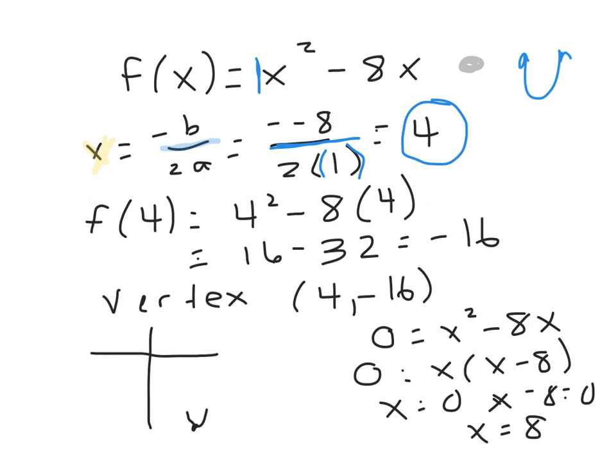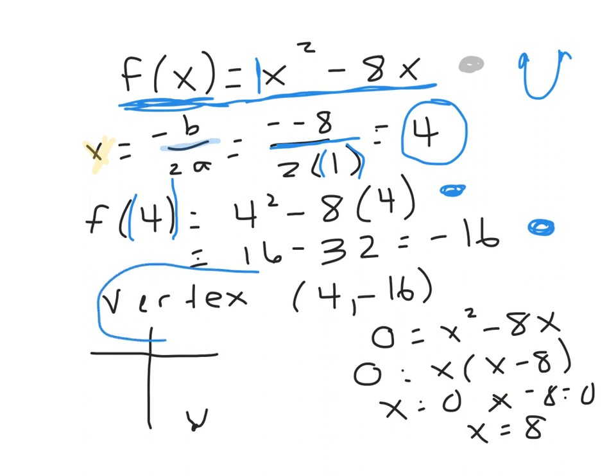Now let's find the y-coordinate. And the way we do that, we just plug the x value back in here to find y, because another name for f of x is y. So let's find f of 4. So plug the 4 in for x. You get 4 squared minus 8 times 4, which is 16 minus 32, and that's negative 16. So your vertex is 4, negative 16.